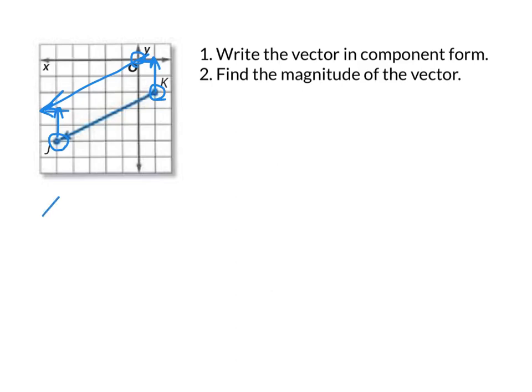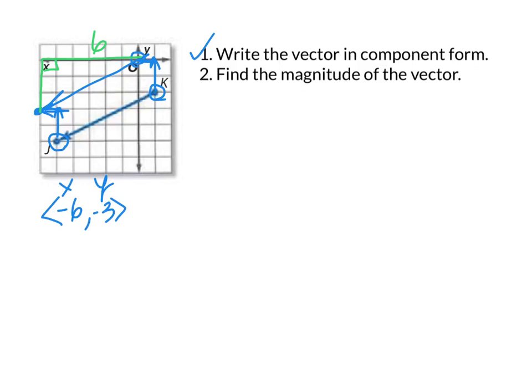The component form is going to be x comma y, and it's going to be where the vector ended up. And it ended up right here. So that is 1, 2, 3, 4, 5, 6: -6, -3. That's the component form of the vector. So that's number 1. Number 2, find the magnitude of the vector. You can either complete the right triangle like this, or you can do the distance formula. They're both going to give you the same answer, basically the same way as well.